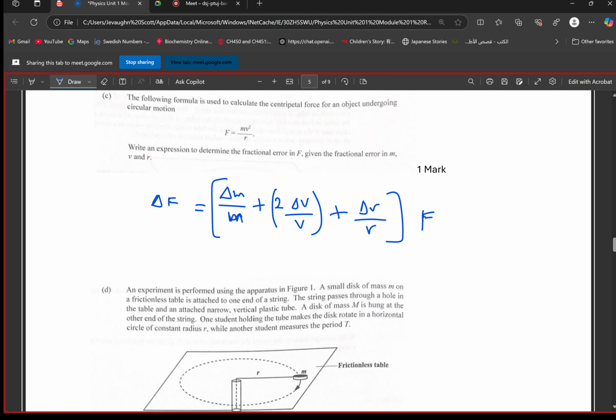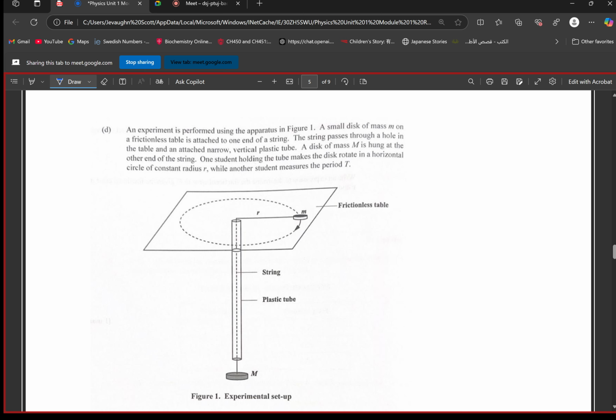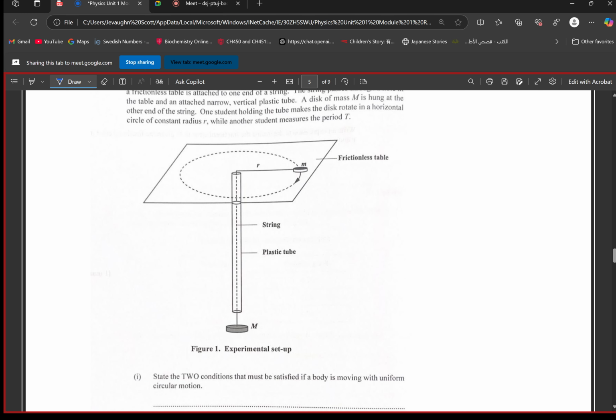Alrighty. We're looking at this now. An experiment is performed using the apparatus in figure 1. A small disk of mass m on a frictionless table is attached to one end of a string. The string passes through a hole in the table and an attached narrow vertical plastic tube. A disk of mass large M is hung at the other end of the string. One student holding the tube makes the disk rotate in a horizontal circle of constant radius r, while another student measures the period T. Right, so we end up with something like this.